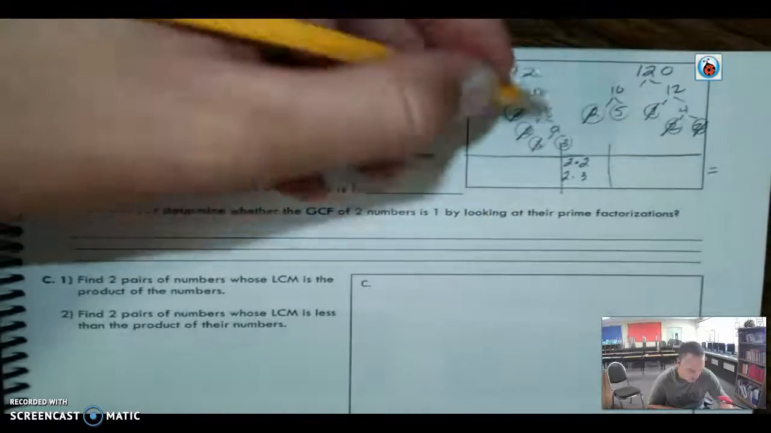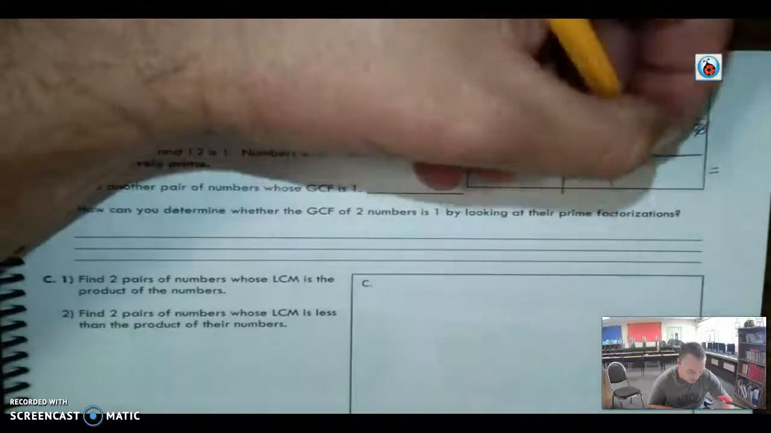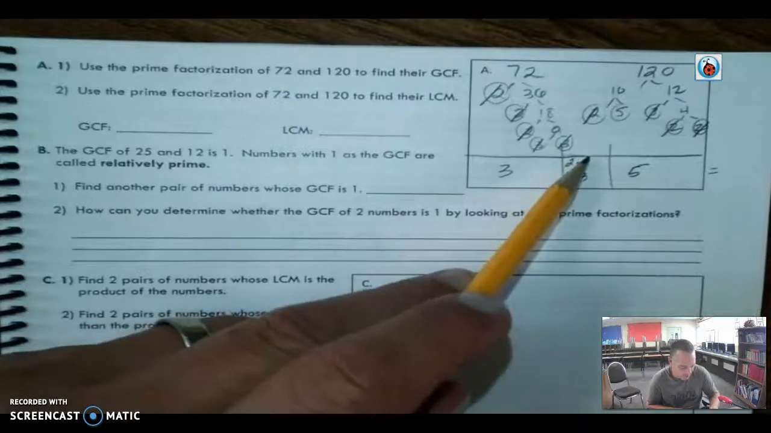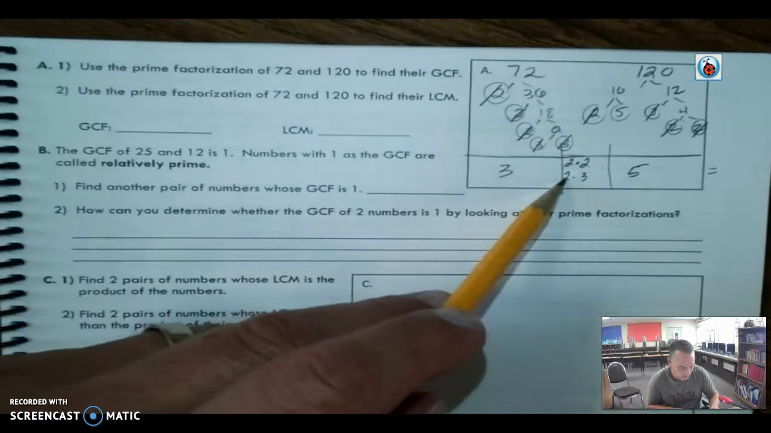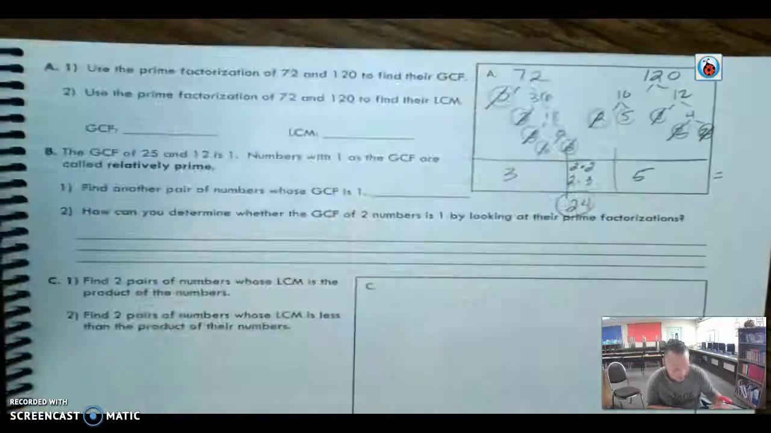The 72 has a 3 here that they don't share, so that's going to come over here. And they don't share this 5. And so again, the GCF is 2 times 2 is 4, 4 times 2 is 8, and 8 times 3 is 24. That is your GCF.